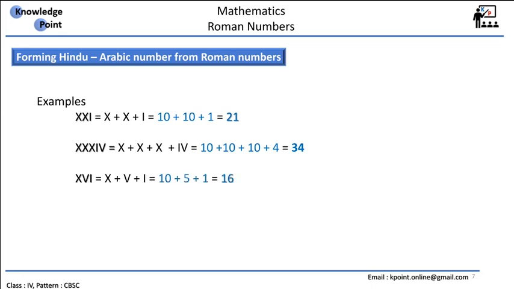Now XVI. X means 10, V means 5 and I means 1. So if we add all this together, we get the answer 16. Next, XXIII. So X plus X plus I plus I plus I, that is 10 plus 10 plus 1 plus 1 plus 1 is equal to 23.